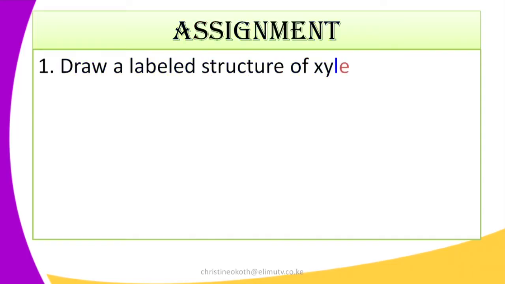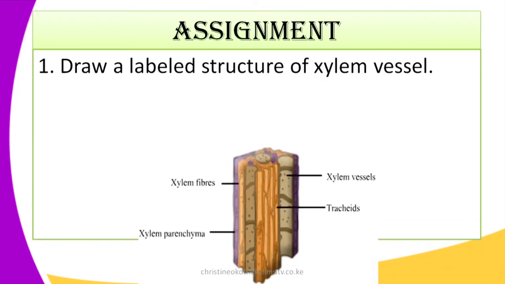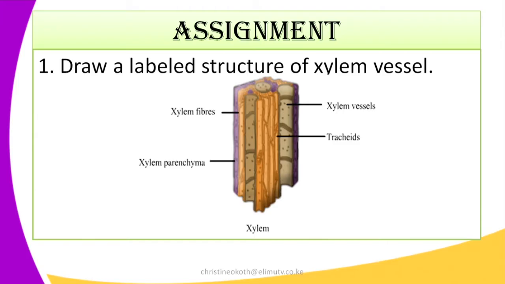So let us start by reviewing the previous assignment. Question number 1 was: draw a labeled structure of xylem vessel. So you have to draw the vessel and name the parts. The parts consist of the two main structures in the xylem vessel. You have to name and label the vessel elements, then the tracheids. Then there are also the pits, those are the pores or the perforations which are found alongside. Then we have the xylem fibers, and finally we have the xylem parenchyma cells.